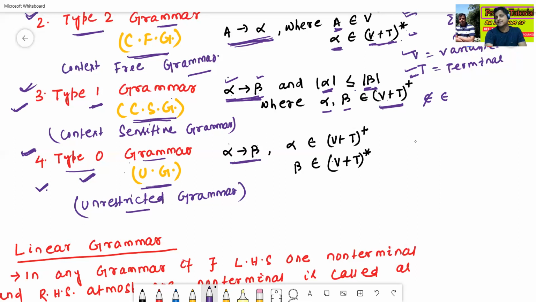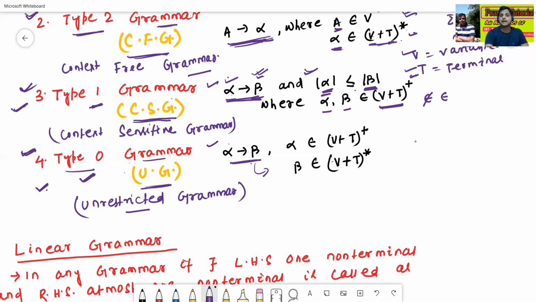But one difference is between type 0 and type 1. Both grammars' form is the same, but there is one condition here. The condition is that the length of alpha is less than or equal to the length of beta. This is called type 1 grammar. But in type 0 there is no restriction. If any grammar is in the form alpha to beta, that means it is type 0 grammar.